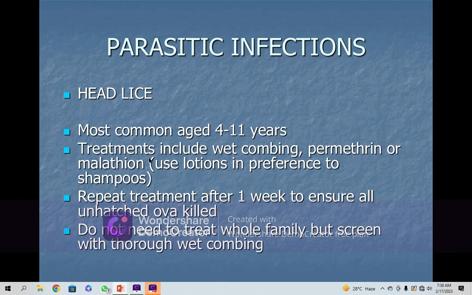Parasitic infection in the world of pediatrics is head lice. The most common age is 4 to 11 years. Treatment includes wet combing, permethrin or malathion lotion, by preference. Pediculosis infection is important as it was at one time associated with hepatitis C, because it was said that the lice are unhygienic and can carry the virus infection, and when they bite, it will introduce hepatitis C in the subjects. It was a theory and it was proved, and there are many papers written on it. Repeat the treatment after 1 week to ensure all the nits are killed. Shave the scalp, and manage with malathion or permethrin, and there are other agents available also. No need to treat the whole family, but screen with thorough wet combing. School-going children are more commonly affected.